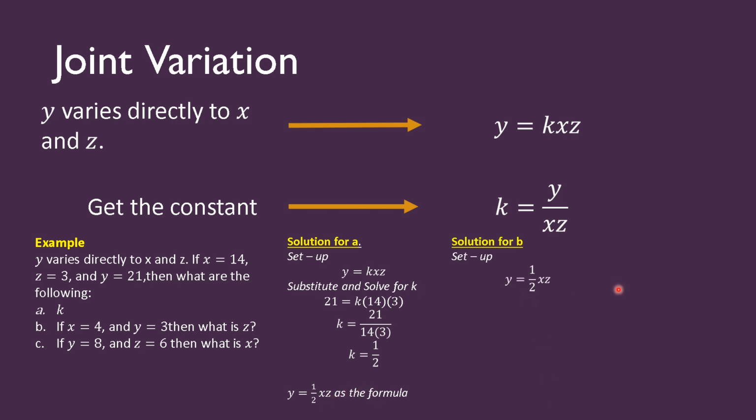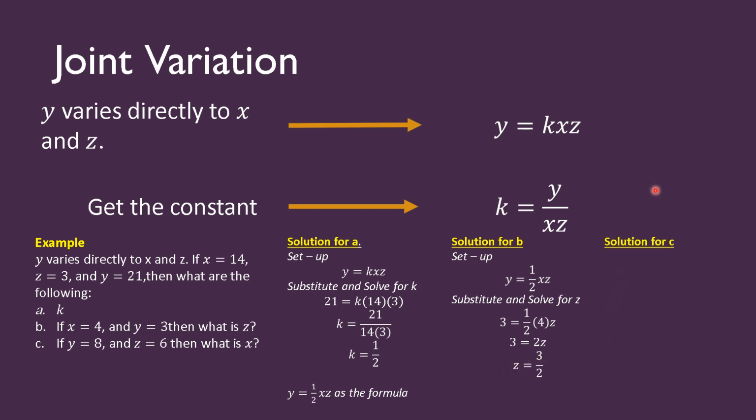So when using the setup for solving the problem, if x is equal to 4 and y is equal to 3, then what is z? Substituting that, 3 is equal to 1 half times 4 times z. Solving that, you have 3 is equal to 2z, and z would be equal to 3 halves.